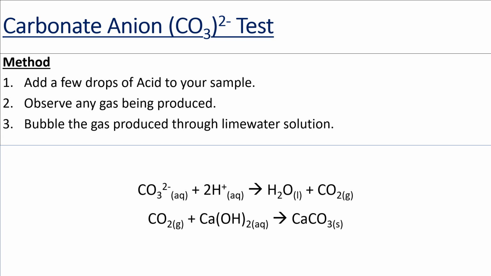So perhaps you had 3 unknowns and you knew that one of them was magnesium, one of them was calcium, one of them was strontium, but you didn't know which. You would be able to use their solubility to put them in order of solubility, and then you would be able to identify which was which. All of this ties into the required practical for identifying unknowns, which we will do at a later date.